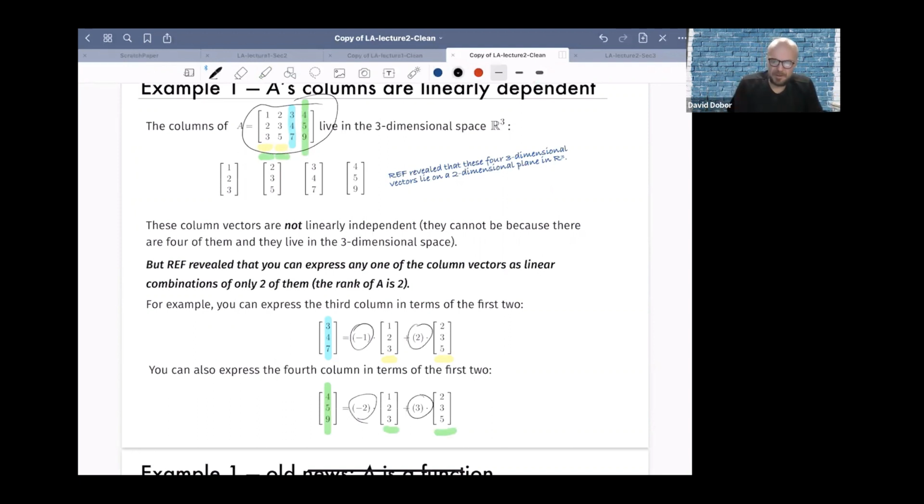So I stretch this vector here -1 times, meaning I reversed its direction, stretch this vector twice, I added the resulting vectors up, and I got the third column of A. Same thing here. I did some combination of the vectors to get the 4th column of A. That's it, right?